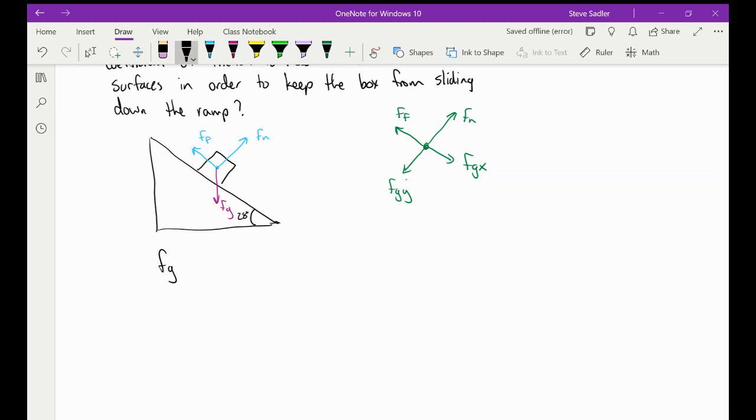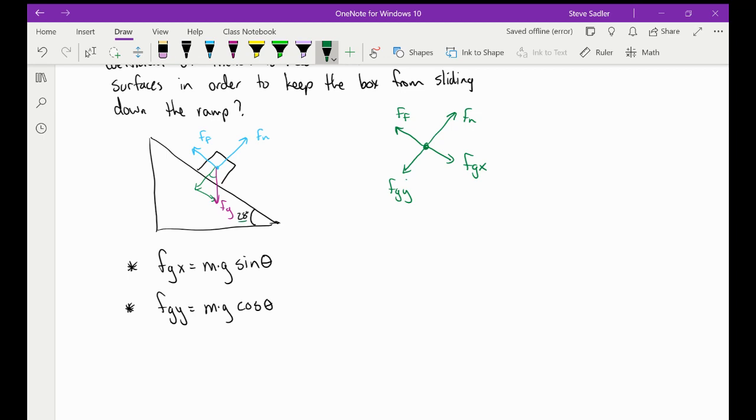Let's do Fgx first. We know Fgx is equal to mg sine theta, and Fgy is equal to mg cos theta. It's going to be important that you know where these come from using the triangle. I don't mind if you use them like this, but I really want you to be able to know that there's trigonometry happening there, right? And that our triangle is something like this. That angle matches that 28.